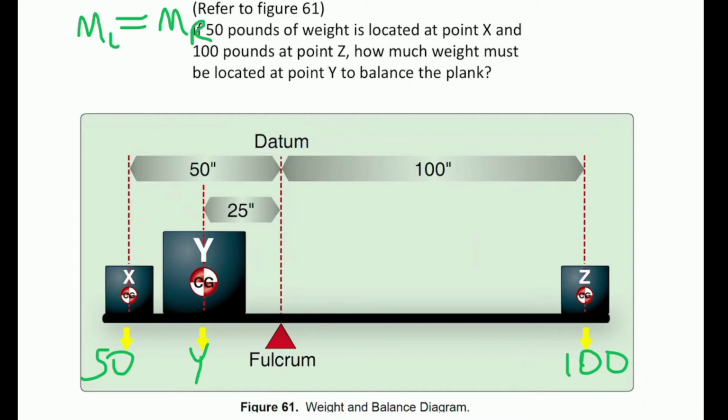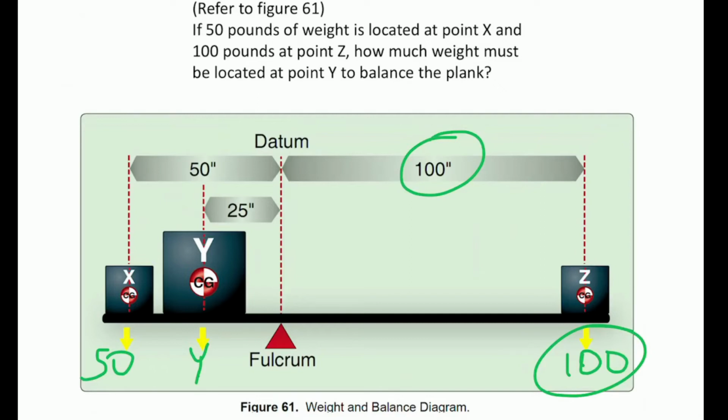Left and right. Cool. So what's the moment on the right side? Moment on the right side is 100 pounds times 100 inches. So we get 10,000 equals the moment. So now we got to make the left side's moment equal 10,000.